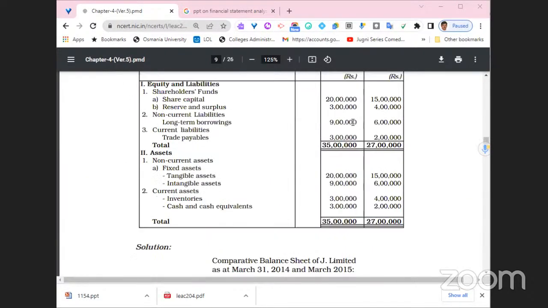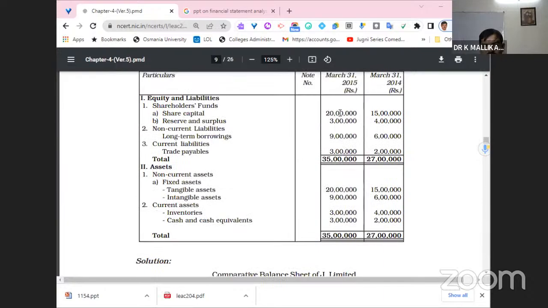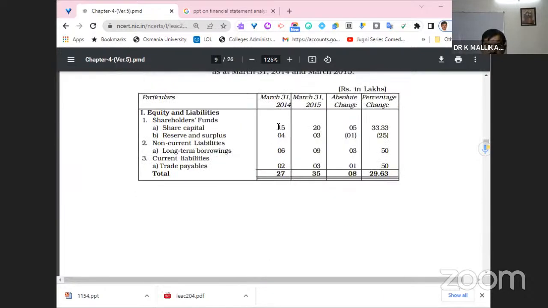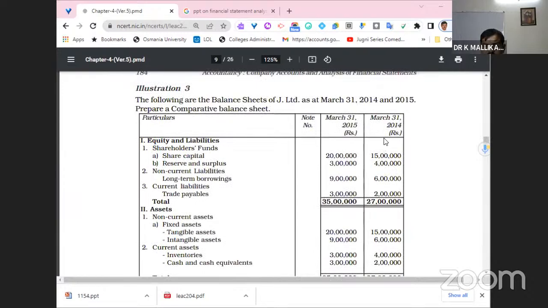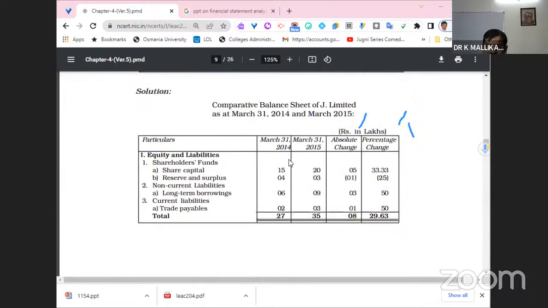See here, the previous figures are 20 lakhs rupees, 15 lakhs rupees, 15 lakhs rupees, 30 lakhs rupees. Don't get confused. The figures are given here. 14 is the previous year, 15 is the current year. When you are doing the answer, it is very simple: take the previous year first and the current year next. That way it will be easy for you.